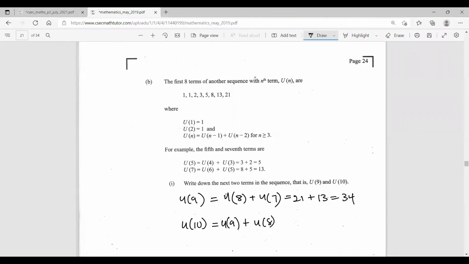Nice. So that's U9, right? So I could put in 34. You're with me? Yeah. Now what is U10? What's U9? 34. And what's U8? 21. Giving us? 55. I could put in 55, yes? Yes, miss. Not bad at all.